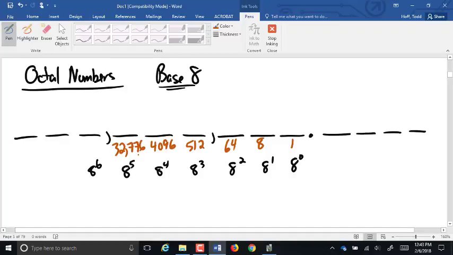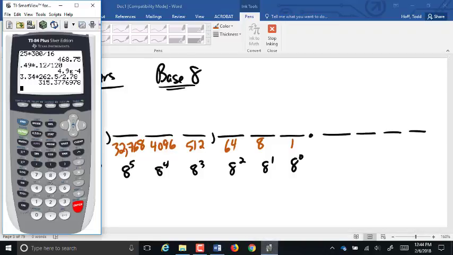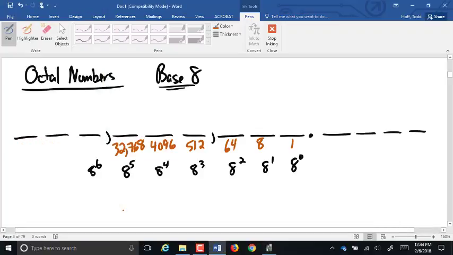What's 8 to the 5th? That's not right. 32,768, is that right? 32,768. That's probably as far as we need to go.